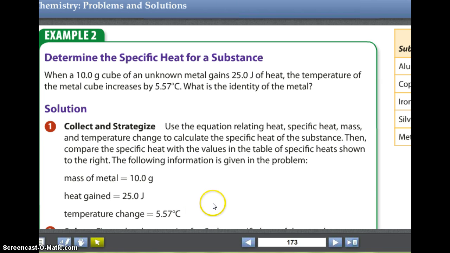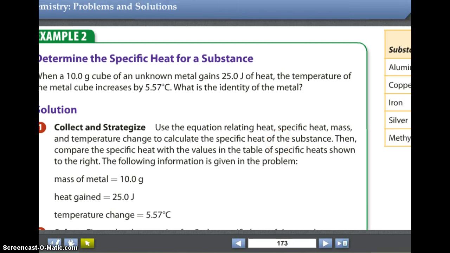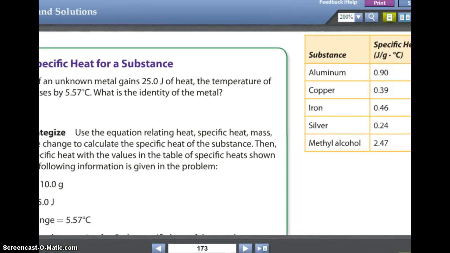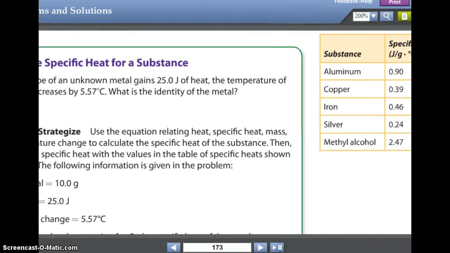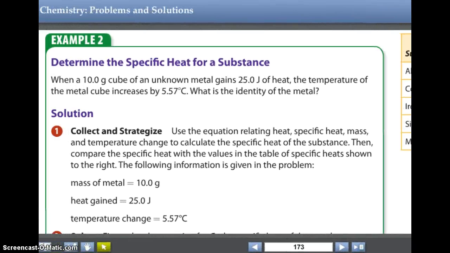Hit the pause button, see if you can figure out the first part of the answer. And then here is the table that you're going to compare it to. If you're doing it yourself, go ahead and hit pause. Otherwise, we'll come back to that.